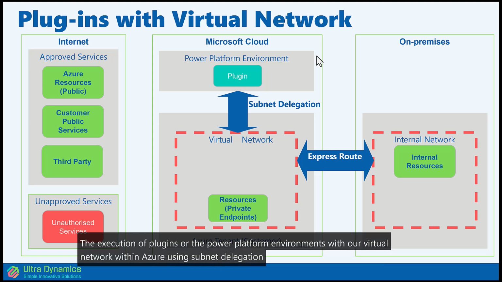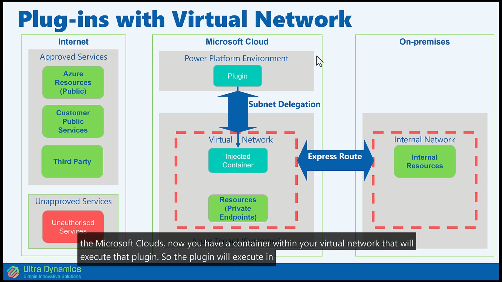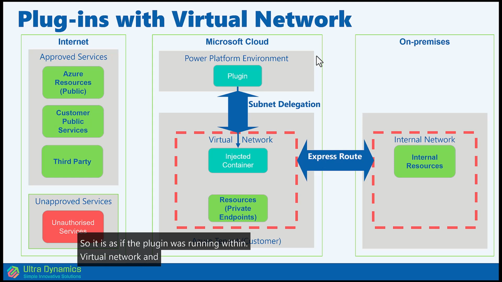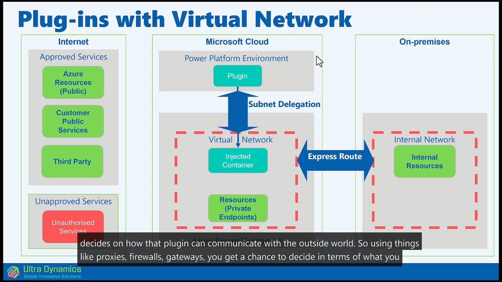So instead of the plugin running in the Microsoft Cloud, now you have a container within your virtual network that will execute that plugin. So the plugin will execute in the context of your virtual network. So it is as if the plugin was running within your virtual network. And that makes a big difference because now your virtual network decides on how that plugin can communicate with the outside world. So using things like proxies, firewalls, gateways, you get a chance to decide in terms of what you want to allow and what you want to deny.